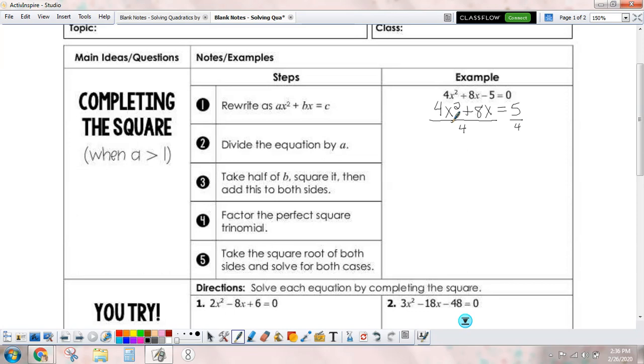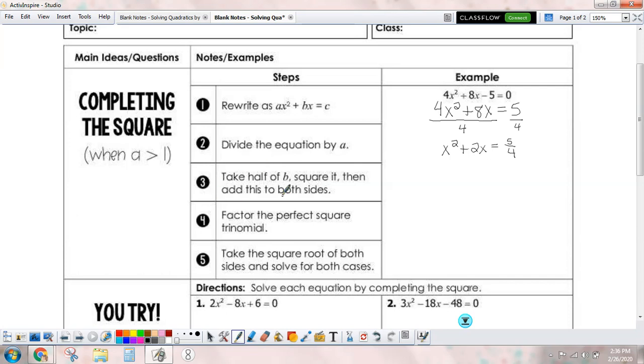So I'm now left with 4 divided by 4, which is 1. So x squared, 8 divided by 4 is 2, plus 2x equals, and then I'm going to keep 5/4. Okay, so if I can't simplify it, I'm going to keep it as a fraction. If I can simplify it, I'm obviously going to simplify it. So now I'm going to do the same thing.